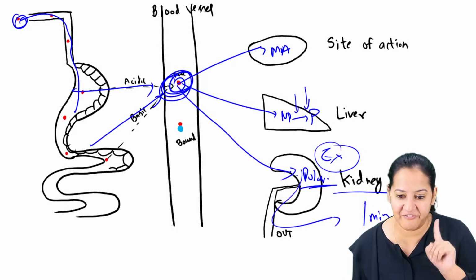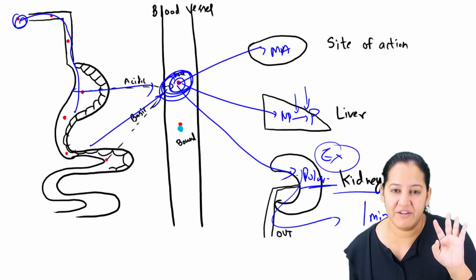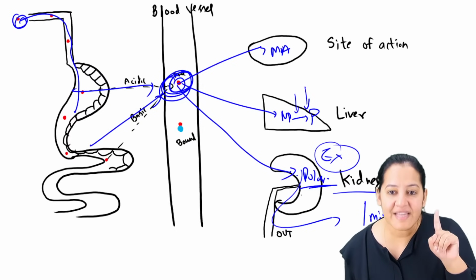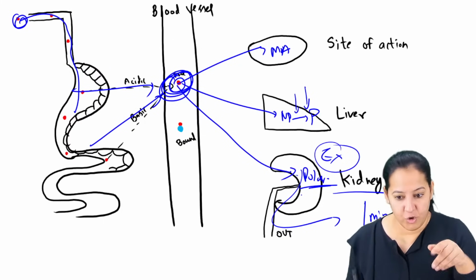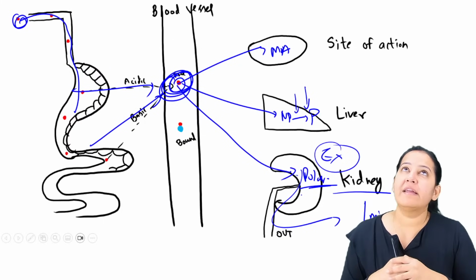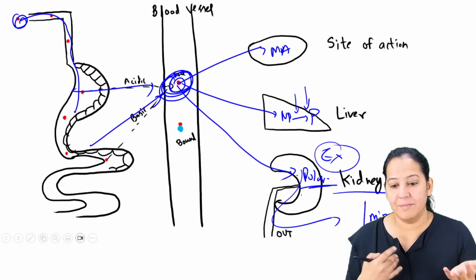What is the rate of excretion? Every minute, how much is coming in the GFR? GFR is glomerular filtration rate. Inside the kidney, we have nephrons. Humans have a pair of kidneys, we all have two kidneys. One kidney contains 1 million nephrons, so humans have approximately 2 million nephrons.